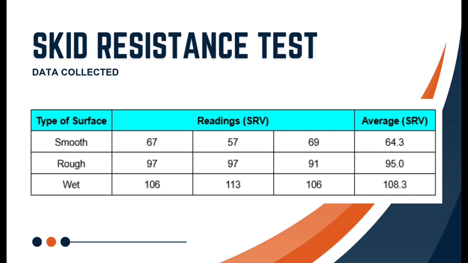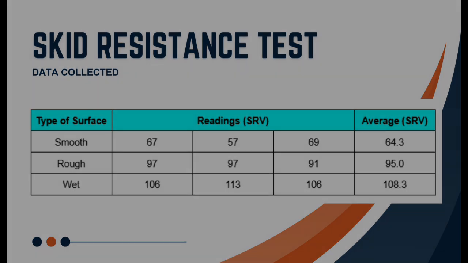These results show that the wet surface provided the highest skid resistance, while the smooth surface had the lowest, highlighting the significant influence of surface type and condition on skid resistance.